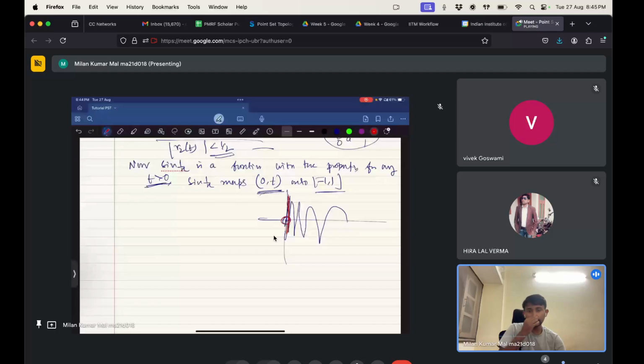Is it clear what I just said? So that's why I want to say that 0 to t maps onto minus 1 to 1. So it will take every value of sine, from minus 1 to 1.